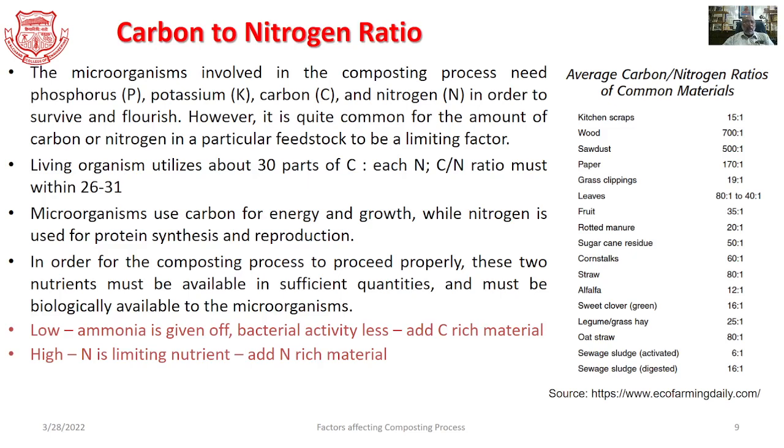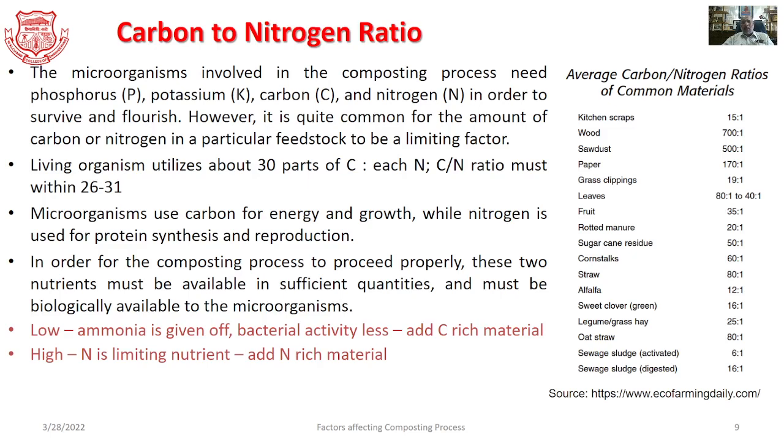If the C by N ratio is low, there would be excess nitrogen which would be given off in the form of ammonia, and hence the bacterial activity will be less. In order to avoid this situation, we should add C-rich material like sawdust, wood with appropriate content in order to balance that C by N.